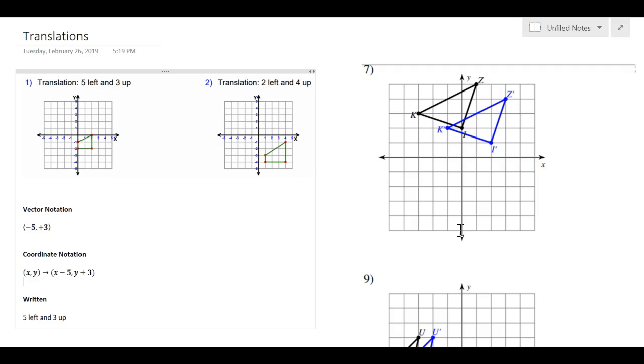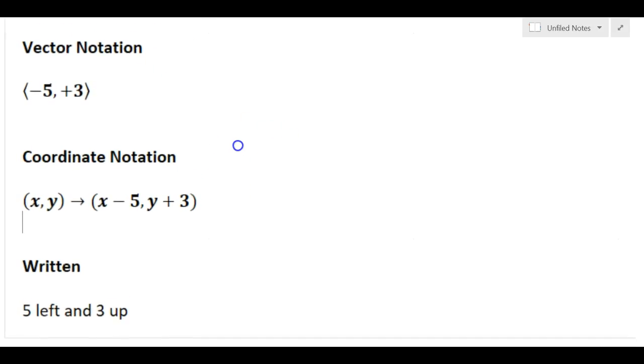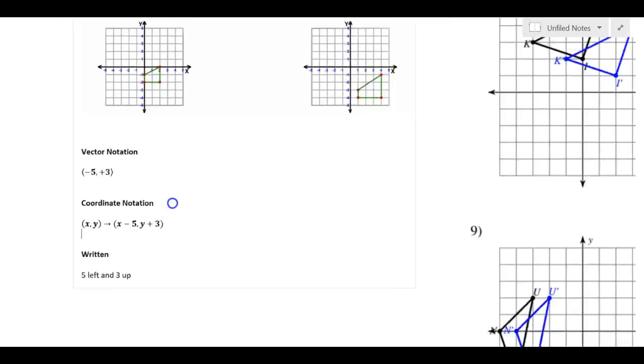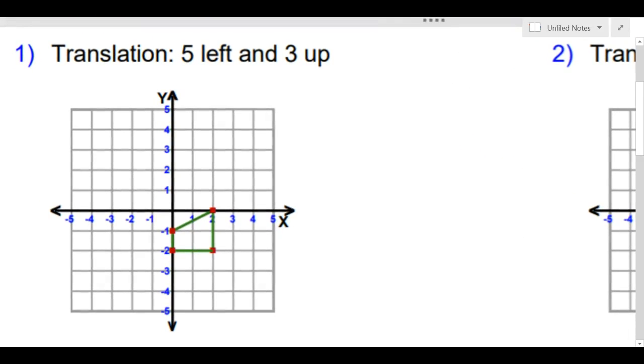So we're going to start off. There are three key ways that you're going to learn how to do these: vector notation, coordinate notation, and written. So that one is probably the easiest. We're going to start with that. Looking up here, we have number one, which says translation, 5 left and 3 up.